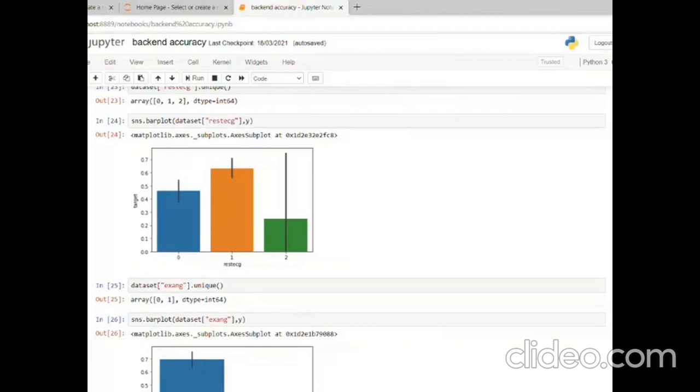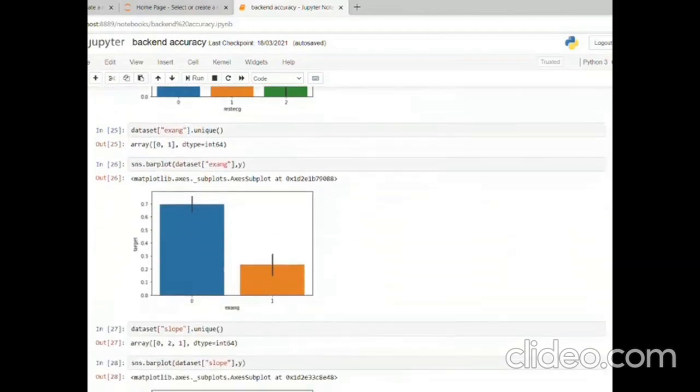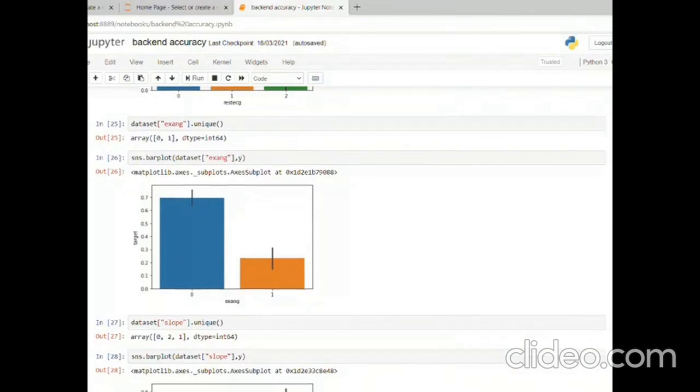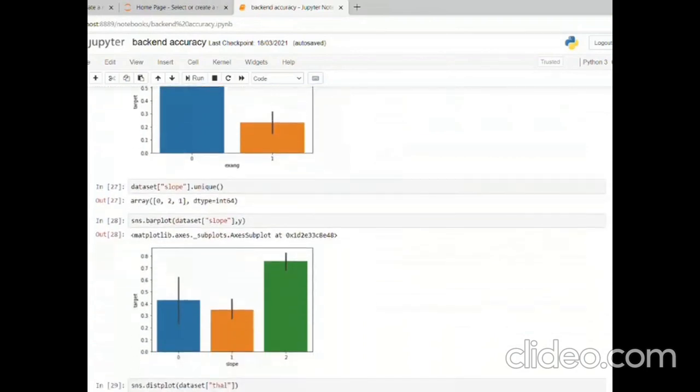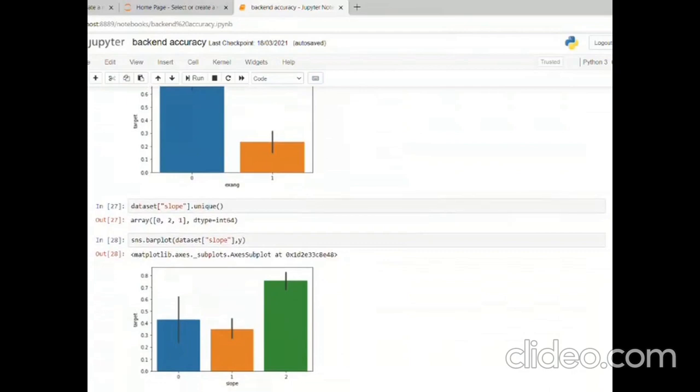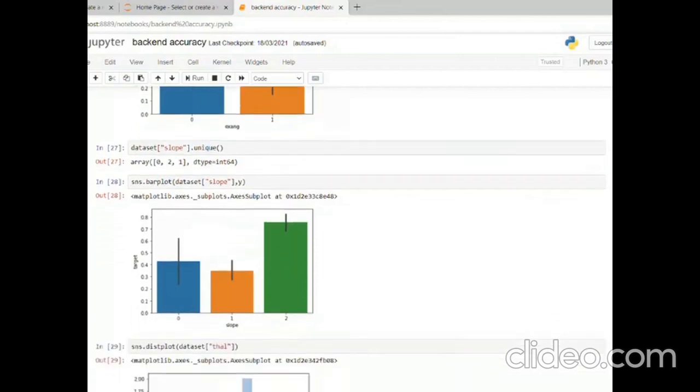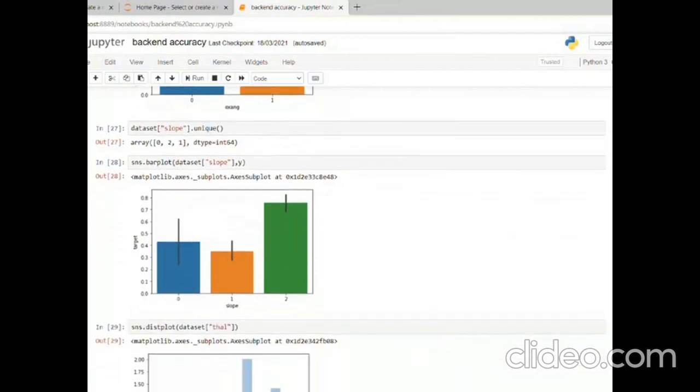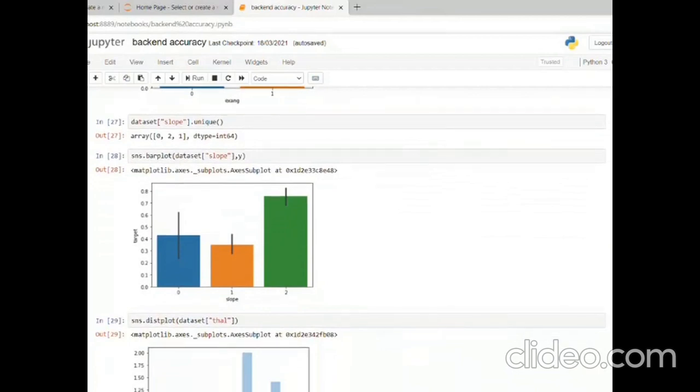And here exang is exercise induced angina. We have two features here. 0 is for the people not having exang, and 1 is for people having exang. So here we can clearly see people having type 0 is more than type 1. And we can say that people having type 1 are much less likely to have heart problems when compared to type 0. And we can clearly see that people having slope 1 and slope 2 is much more than slope 0.